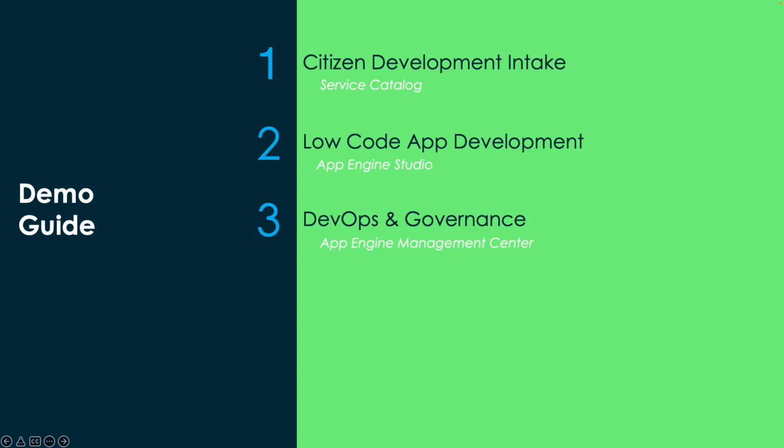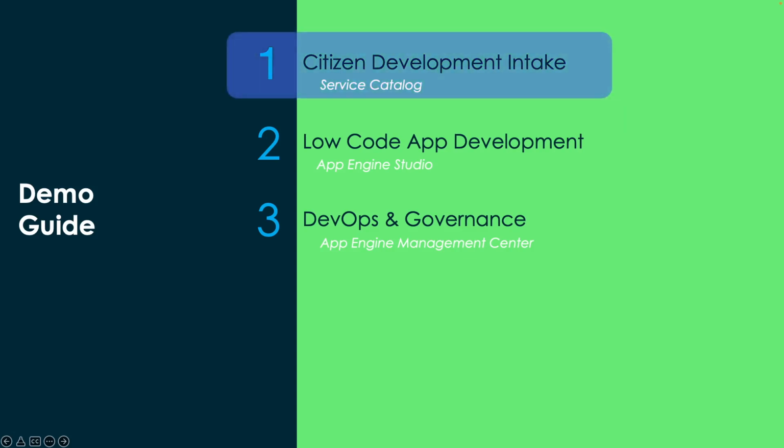We'll talk a little bit about the App Engine Studio environment where they will build their application. And then finally, we'll talk a little bit about how we can use DevOps and some built-in governance to get that app to production using App Engine Management Center.